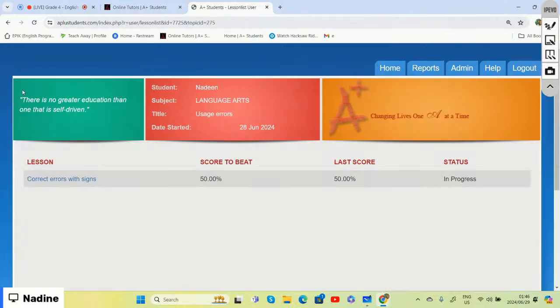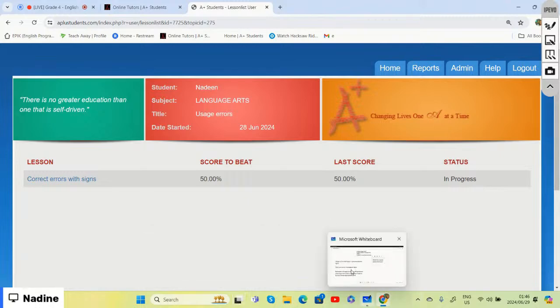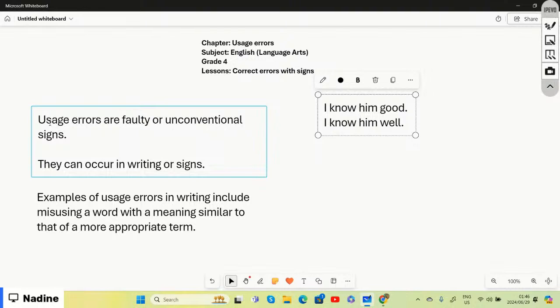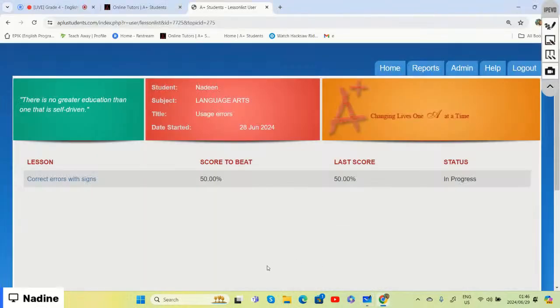All right, so that is now the end of our lesson on usage errors. We said usage errors are basically words or signs that have either errors or faults or unconventional usage, and they can occur in the writing of signs. Examples of usage errors include misusing words with a meaning similar to a more appropriate term. So it's either you're misspelling a word or the grammar of that word is incorrect.